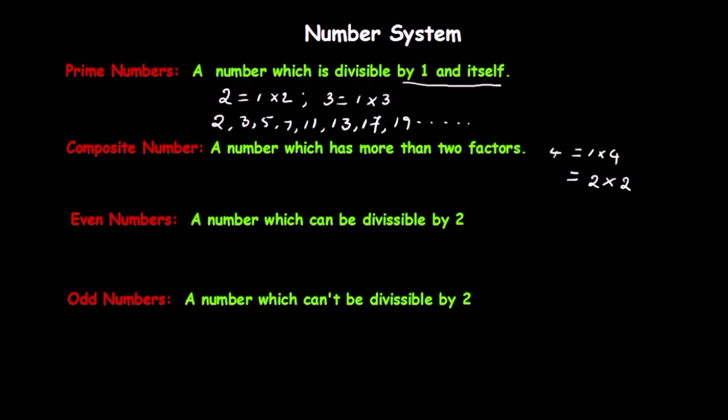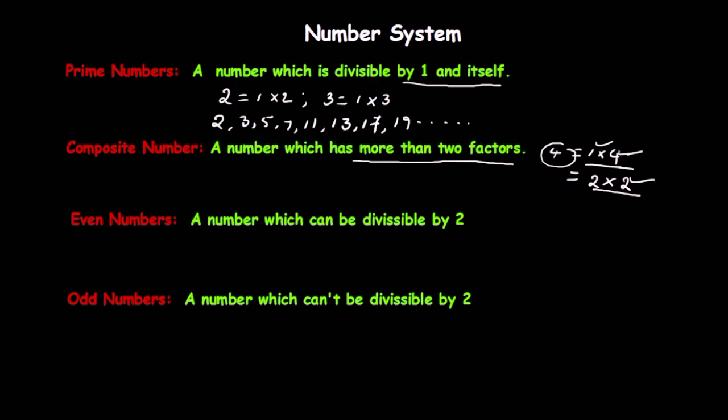So the next one is the composite number. Look at this example here. 4, that is, 1 4s are 4 and 2 2s are 4, we have written. That means this number has more than 2 factors, that is 1, 4 and 2. So we have more than 2 factors, so this number is called a composite number. And look at the definition here for the composite number. A number which has more than 2 factors is called a composite number. So what are the examples for composite numbers? That is 4, 6, and so on.